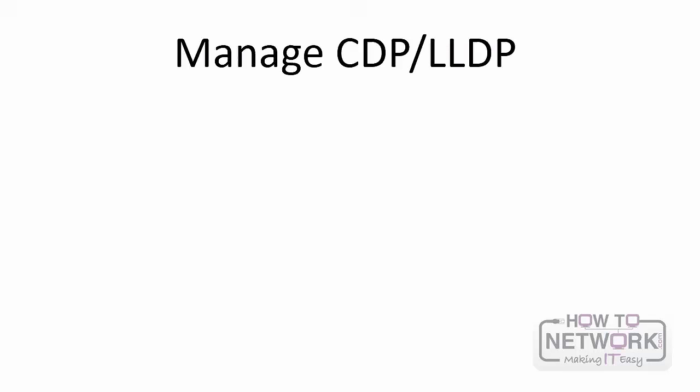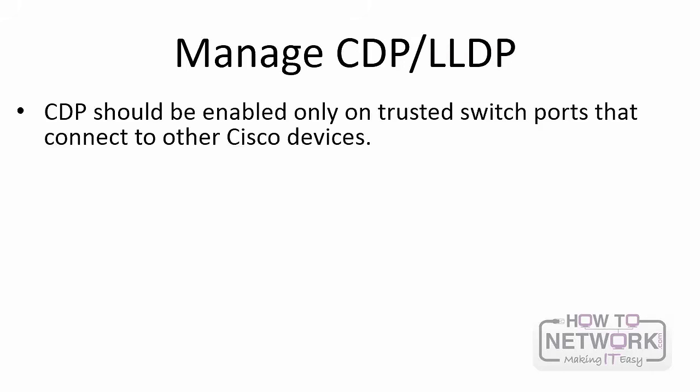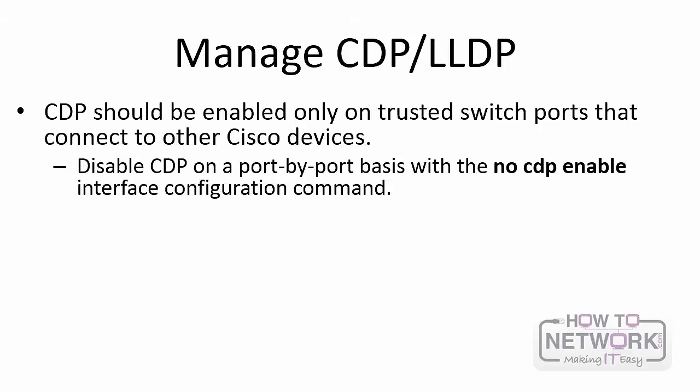Next, you should secure the use of CDP and LLDP. Now, as you know, CDP lists information, actually quite a bit of information, about directly connected Cisco neighbors. And an attacker can use all that information, such as the device ID, IP address, etc., to assist in an attack on your network. So CDP should only be enabled on switch ports that connect to other trusted Cisco devices. And you disable CDP on a port-by-port basis with the no cdp enable interface configuration command.